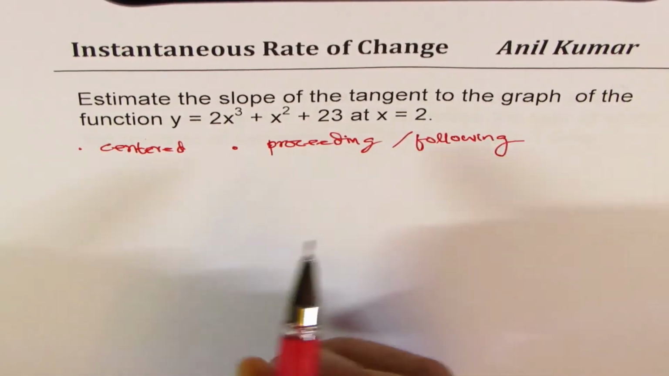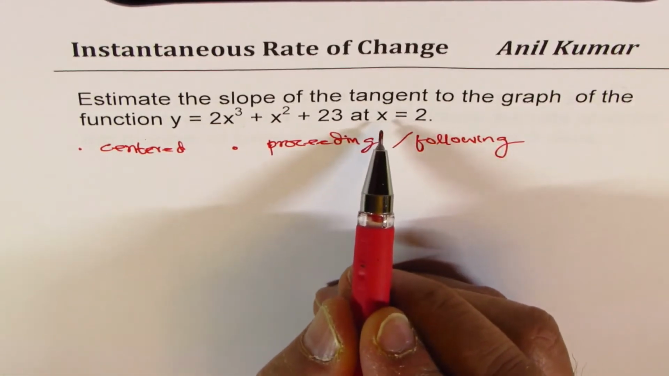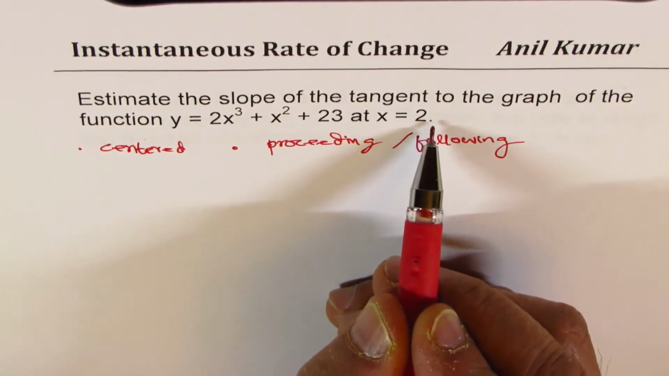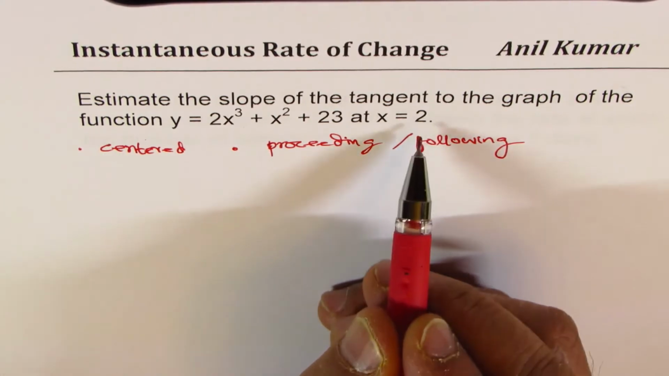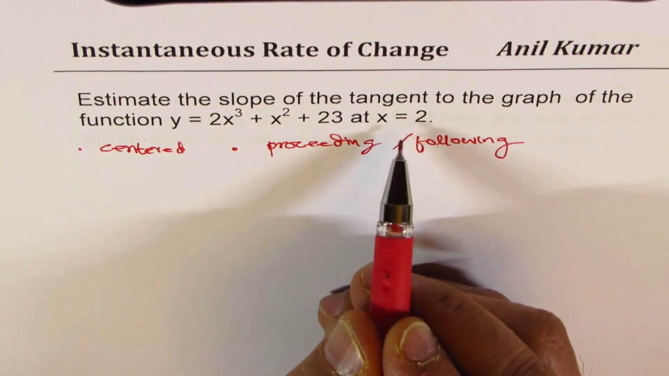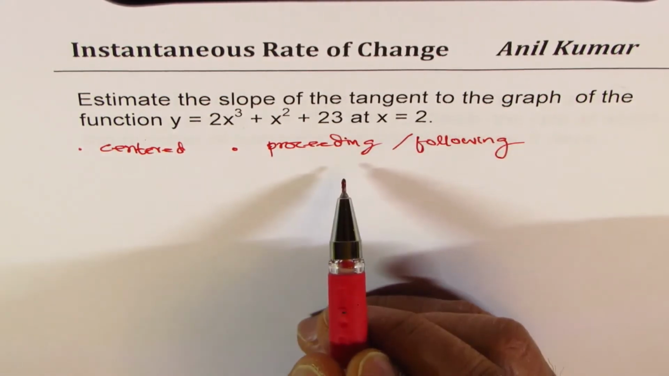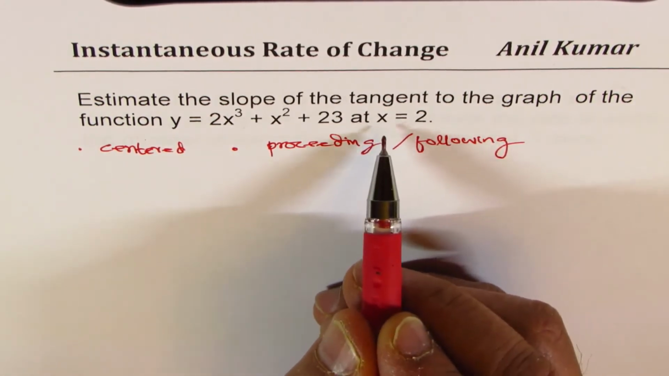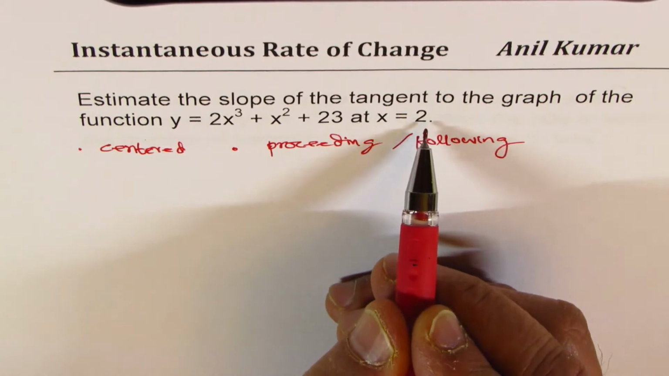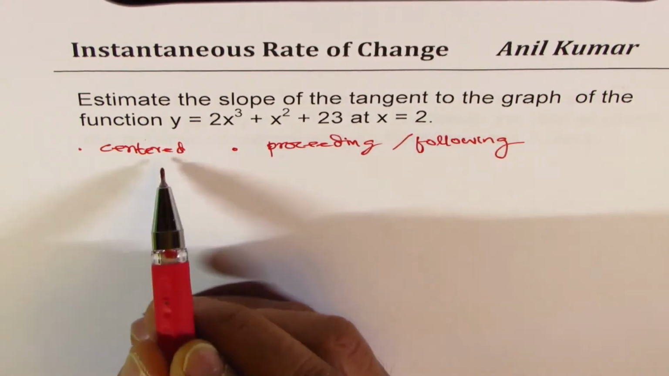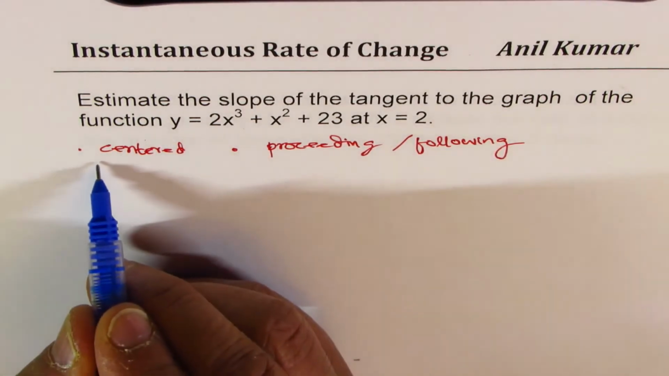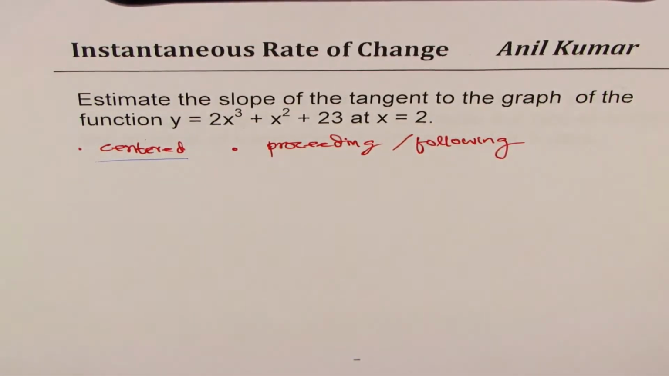That is to say, one of the points is given to us, which is x equals 2. The other point could be, let's say, 2.001. It could be 1.999, or we could take 2 points. One is 1.999, the other is 2.001. That will be called centered. So in this particular example, I will use the method where we take the center value, correct?